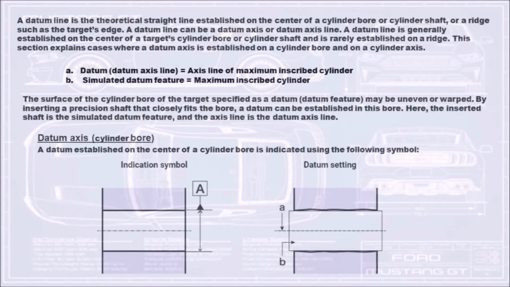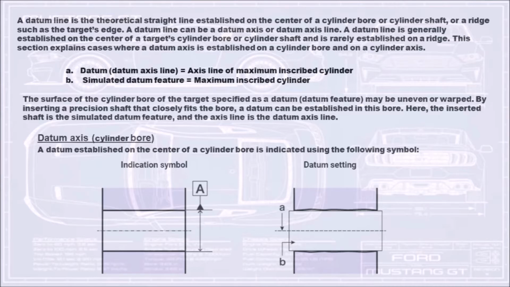A datum line is the theoretical straight line established on the center of a cylinder bore or cylinder shaft, or a ridge such as the target's edge. A datum line can be a datum axis or datum axis line. A datum line is generally established on the center of a target's cylinder bore or cylinder shaft and is rarely established on a ridge. This section explains cases where a datum axis is established on a cylinder bore and on a cylinder shaft. A datum axis line equals the axis line of the maximum inscribed cylinder.